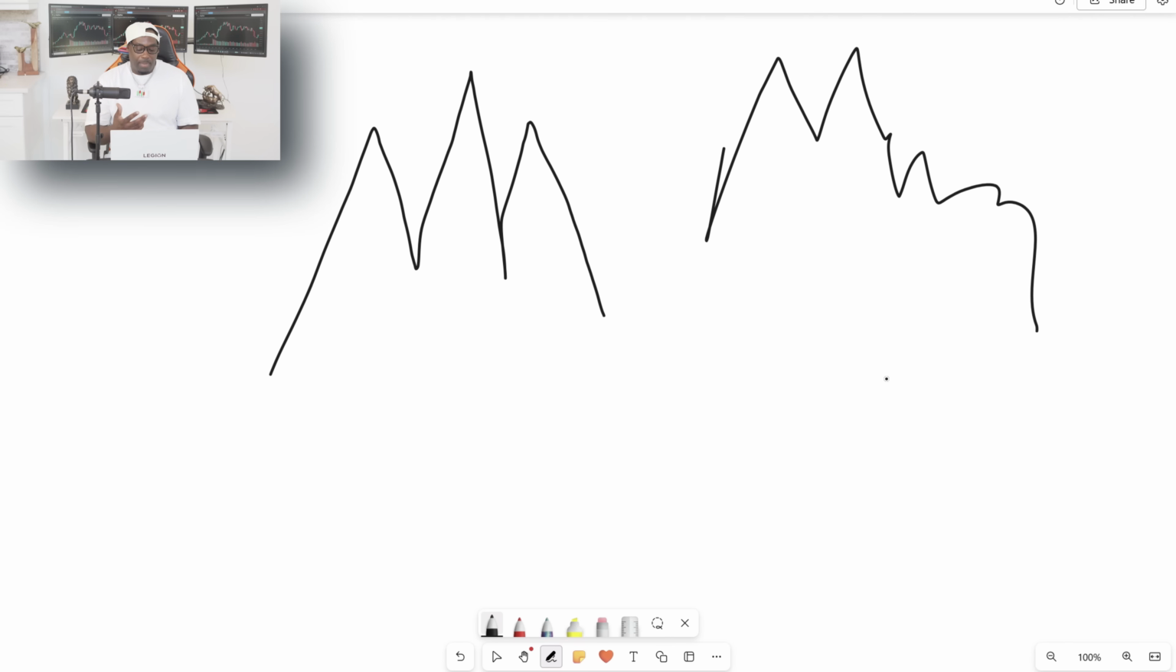So let's go to the next one, which is levels. What type of levels am I looking at? Levels for me would be simple support and resistance. So let's say the market is going up. I can look for a level from a swing high. Okay, boom.